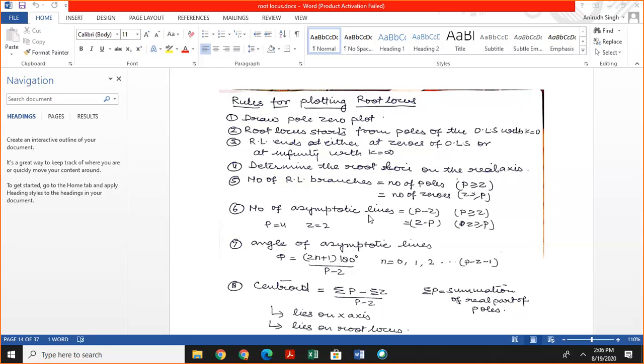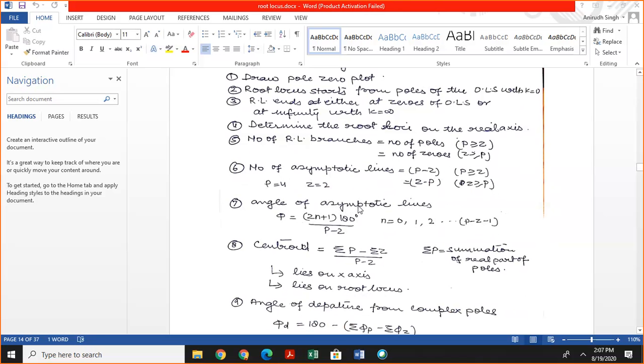Then determine the number of asymptotic lines. Asymptotic lines are lines that tend to infinity along an asymptote. So the number of asymptotic lines is p minus z, where p is the number of poles and z is the number of zeros. Suppose the number of poles is 4 and the number of zeros is 2. It means there are two lines that tend to infinity. And if the number of zeros is greater than the number of poles, in that case the number of asymptotic lines is z minus p.